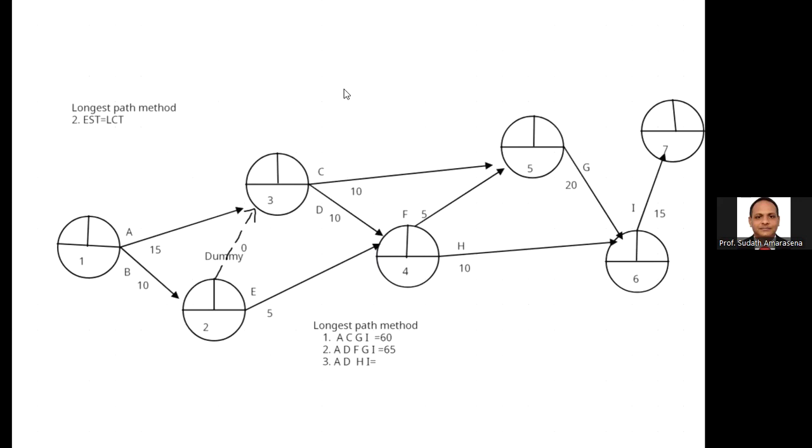Next one, we can go via the B again, dummy, then D, F, G, I. B 10, dummy 0, D 10, 20, F 5, 25, 45, plus 15, 60.